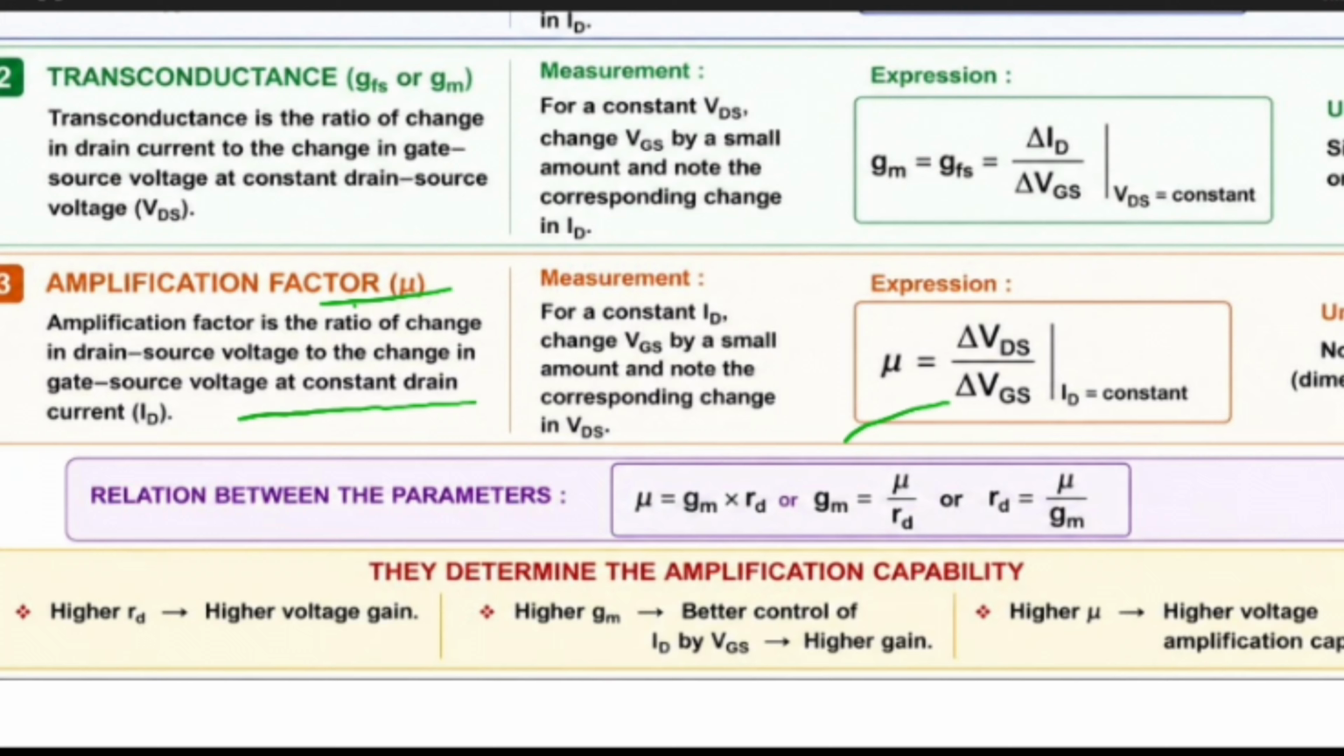And the relationship between the parameters: mu is equal to gm into rd, or gm is equal to mu divided by rd. This relation you should remember. So this represents the parameters with their relations, and this will be the answer for the above question.